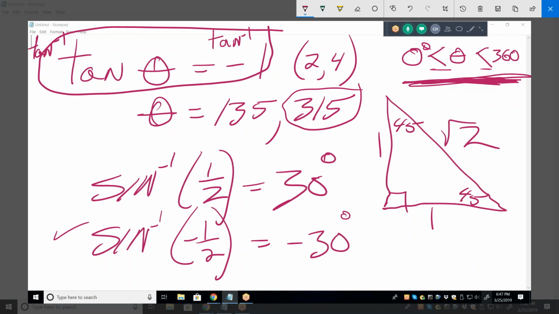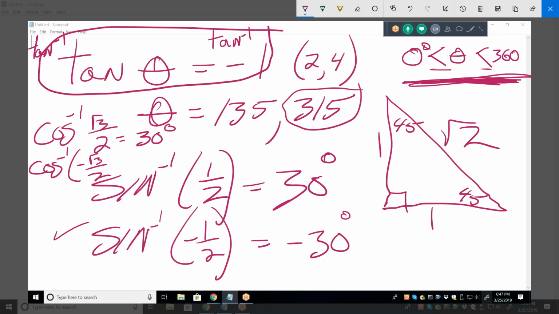Cosine, incidentally, is first and second. In other words, if I have the inverse cosine of √3/2, that is going to be 30 degrees. If I have the inverse cosine of -√3/2, that's not the fourth quadrant, it's the second quadrant angle. So you've got to remember, tangent and sine are first and fourth, cosine is first and second.